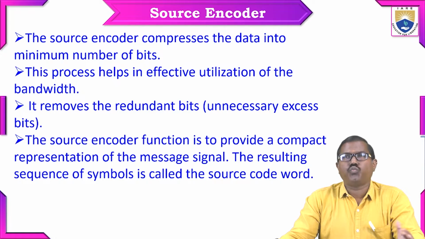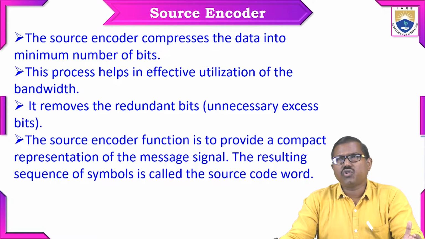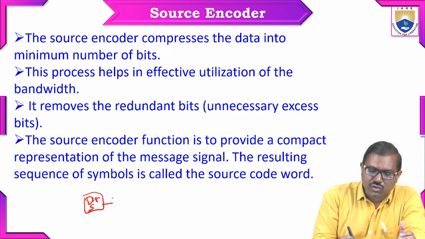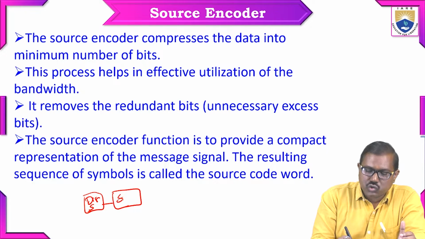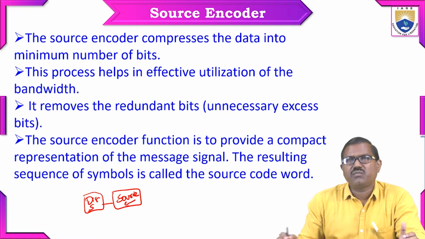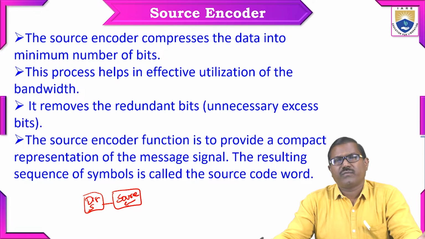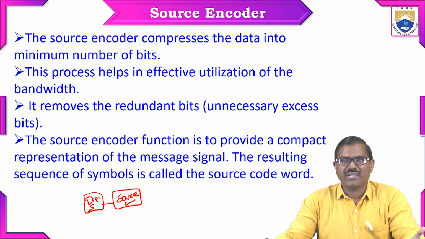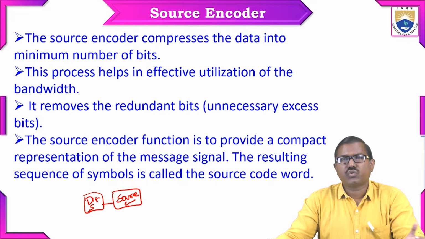This is the output you get from the source encoder. Why? Because here we are taking the digital source. This is the source, and after the source we have the source encoder. The information coming from the source may contain unnecessary bits. These unnecessary bits are removed by this source encoder. That's why it removes the redundant bits.